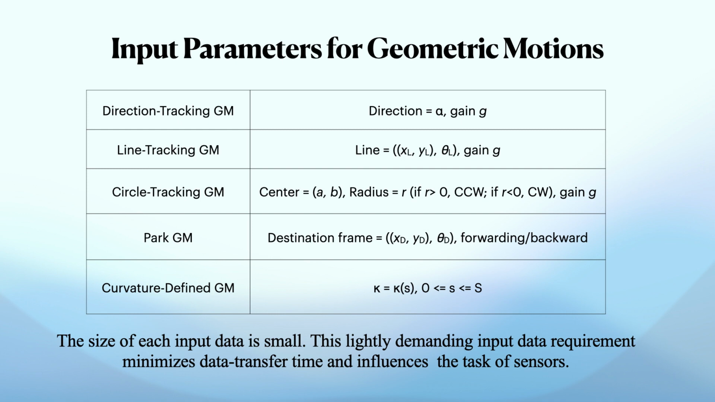Park GM: destination frame equals XD, YD, theta D, forwarding, backward. Curvature-defined GM: kappa equals kappa, S, 0 less than or equal to S less than or equal to S. The size of each input data is small. This lightly demanding input data requirement minimizes data transfer time and influences the task of sensors.